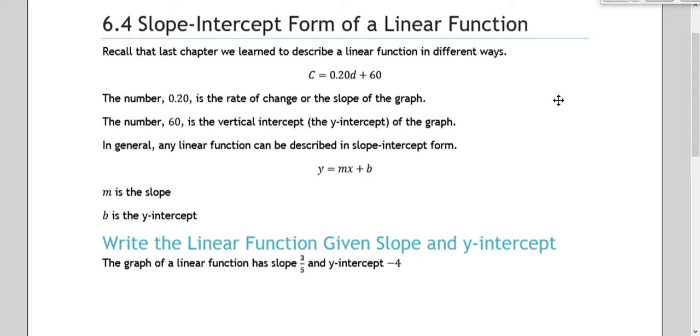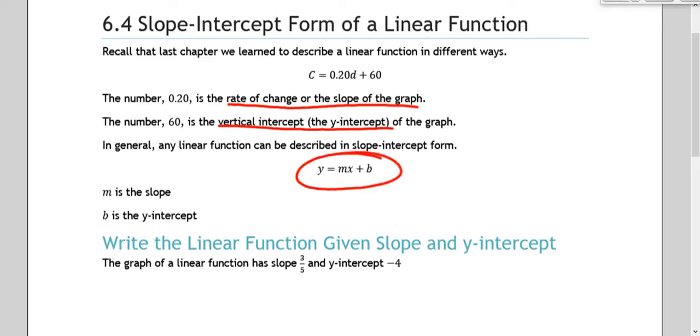This is 6.4, slope-intercept form of a linear function. Recall that last chapter we learned to describe a linear function in different ways. The number 0.20 is the rate of change, or the slope of the graph. The number 60 is the vertical intercept, or the y-intercept of the graph. In general, any linear function can be described in slope-intercept form.